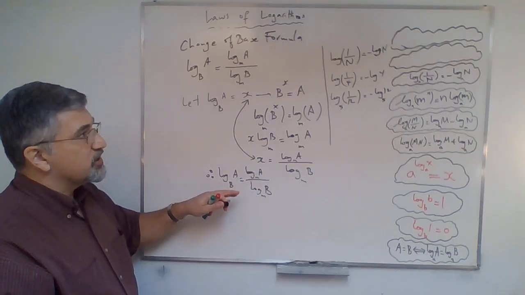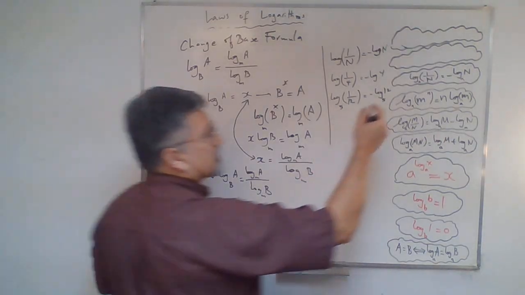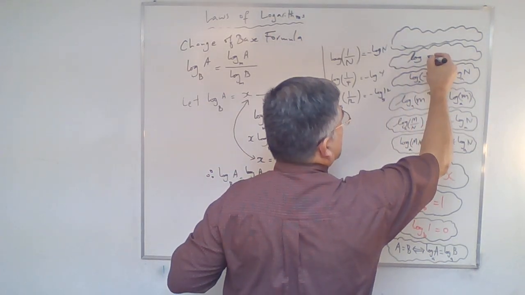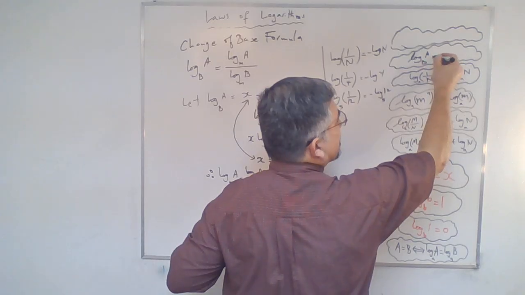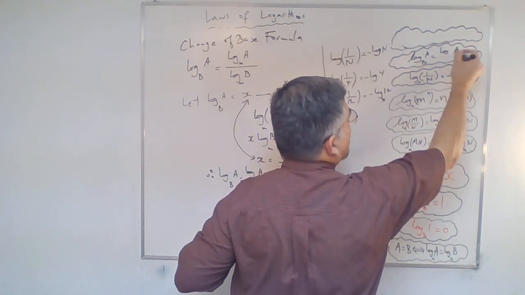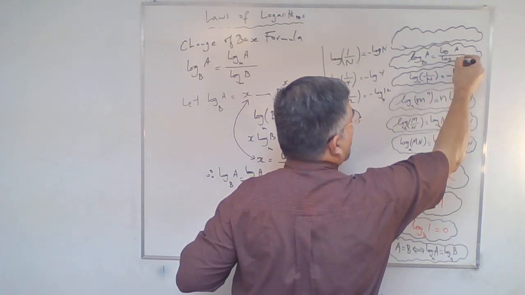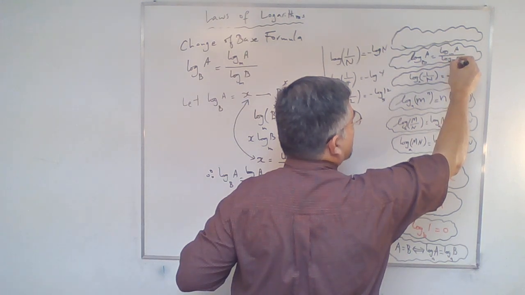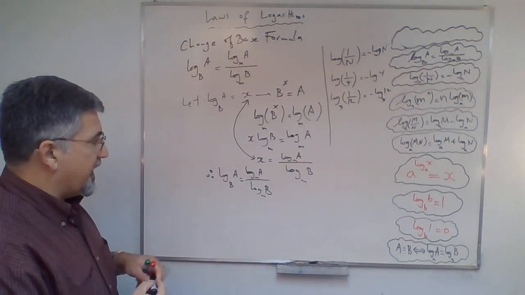And this is called the change of base formula. I'm going to add it to the list we had. So log of a to the base b equals log of a all over log of b, and the base could be any arbitrary base m.